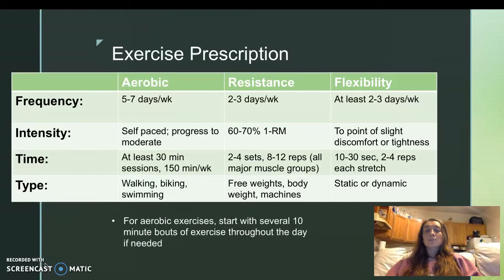Her flexibility prescription should be at least 2 to 3 days a week. This can be met in the warm-up and cool-down alone, or she can just set aside time aside from her aerobic or resistance prescription and just work on her flexibility. She should do this to the point of slight discomfort or tightness, with 10 to 30 seconds of each stretch and 2 to 4 reps of each stretch. These stretches can be static or dynamic. If incorporating them in the cool down, she should either lengthen time or lengthen reps or include many different stretches. Due to her hypertension, she wants a longer cool down to avoid post-exercise hypotension.